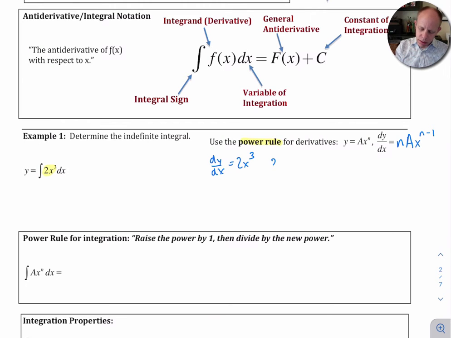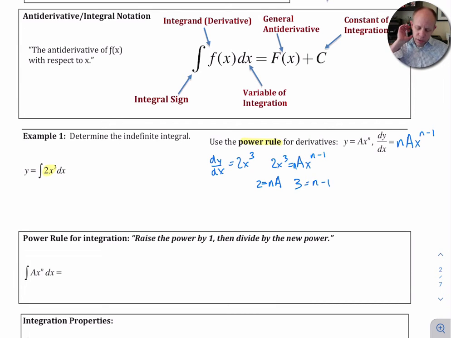Now in this case, 2x cubed has to equal our general form, n times ax to the n minus 1, the power rule. From this we can actually get a couple different equations. The 2 has to equal n times a, and the 3 has to equal n minus 1.